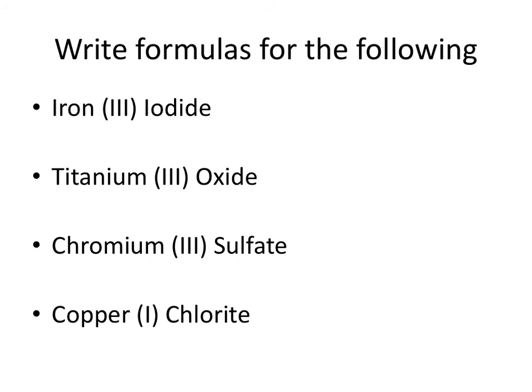So now we're going to go the other way. We're going to take the name and we're going to write the formulas. And this is really exactly like what you were doing yesterday. If I have iron 3 iodide, the only thing that's different is this number right here, this Roman numeral, is the charge of my iron. That tells me my iron is a positive 3. Iodide, the ide tells you it's a monatomic. It's just the atom by itself. Iodine is a negative 1 charge. So just like what we were doing yesterday, they have to balance out. So you're going to need 3 iodines to balance the charge of the iron.